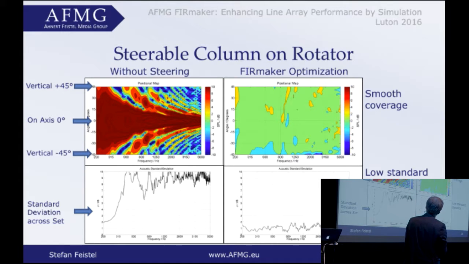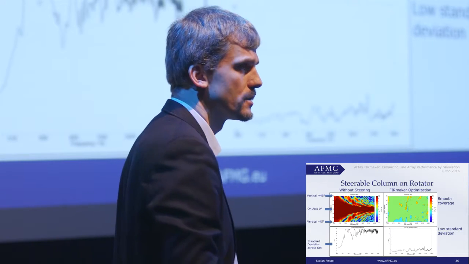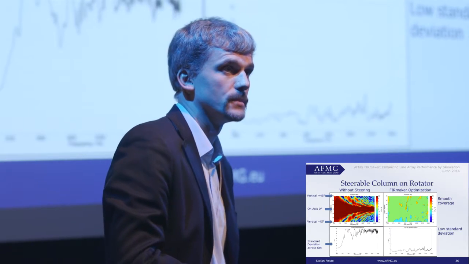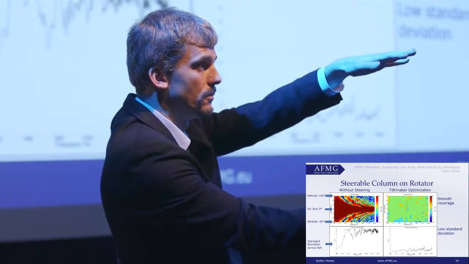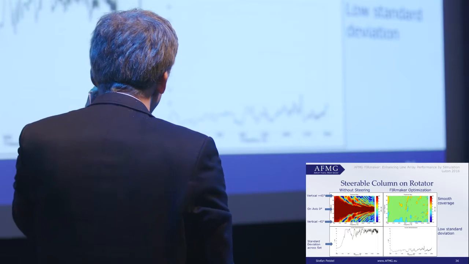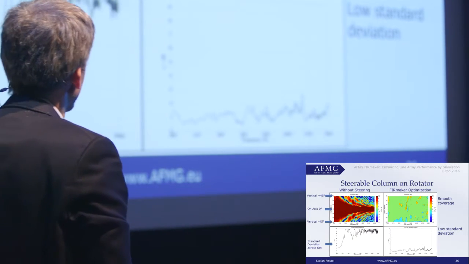Now, when we apply FIRmaker optimization to this digital column, it gets green again, very nice, within plus minus 1 dB almost. We have a very smooth distribution of level within those plus minus 45 degrees. Yeah, so we have a very controlled beam in the on-axis direction.